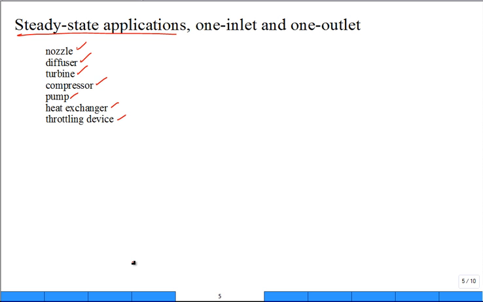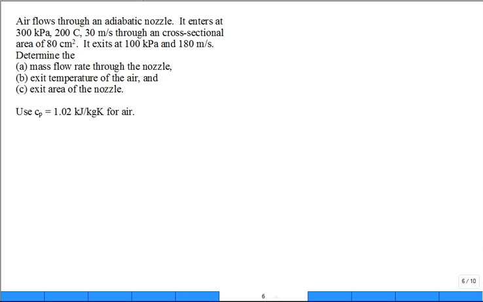What is a nozzle? What's its purpose? Is there heat transfer or typically not? Is there work or not? Is there more than one inlet, more than one outlet? Typically, they run at steady state, and there's typically one inlet and one outlet for the mass flow rate. So, airflow through an adiabatic nozzle. Let's just jump into a nozzle problem.